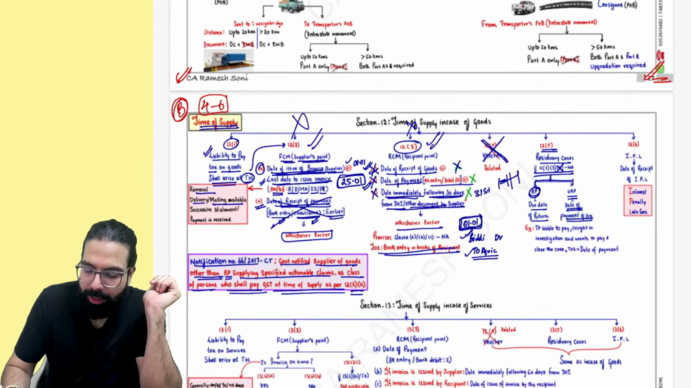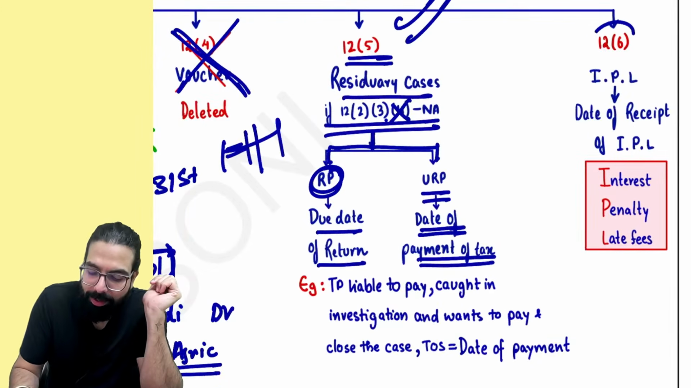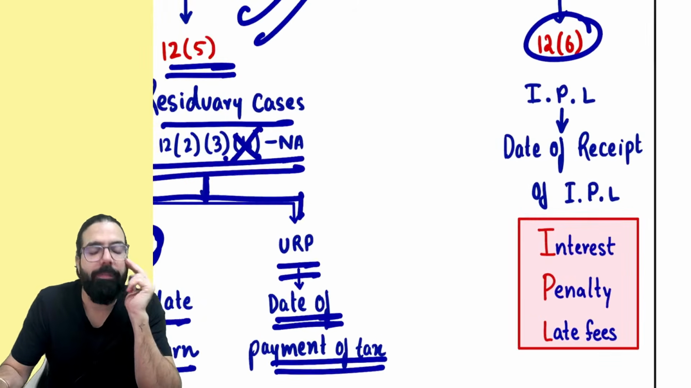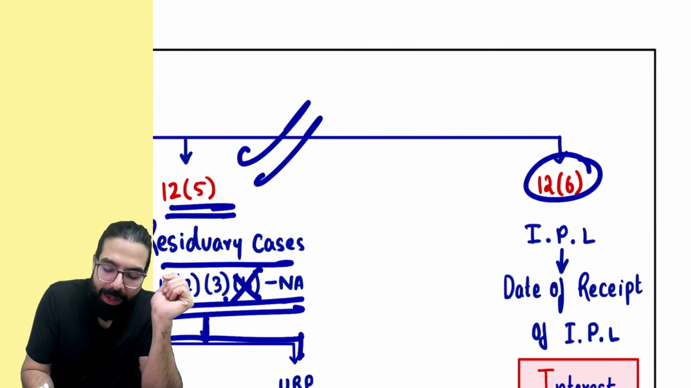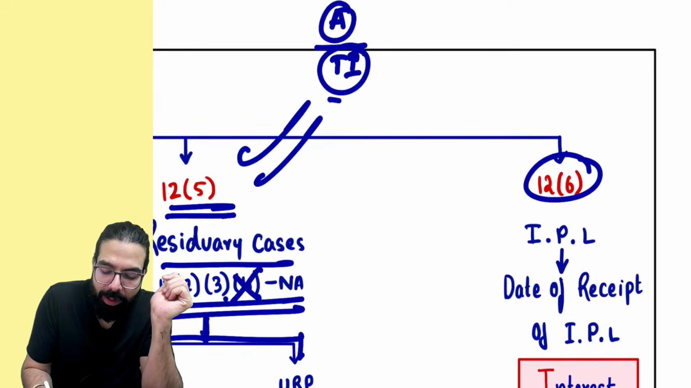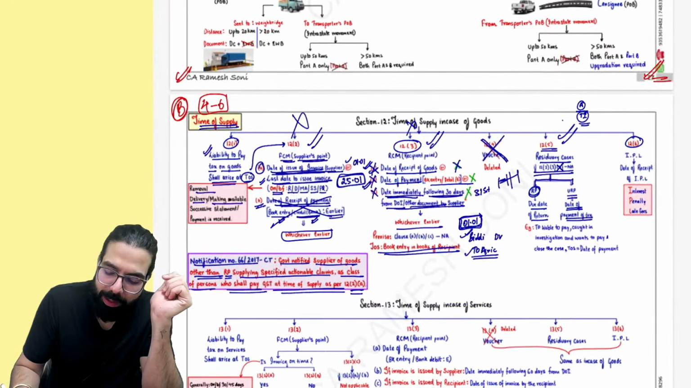12.2 done, 12.3 done, 12.5 done, 12.6. I have also seen this sometimes coming in the exam. Please be very careful. 12.6 talks about IPL: interest, penalty, and late fee. For example, I sold some goods in the month of April. I issued the tax invoice. Sir, for example, I sold a mobile phone in the month of April.